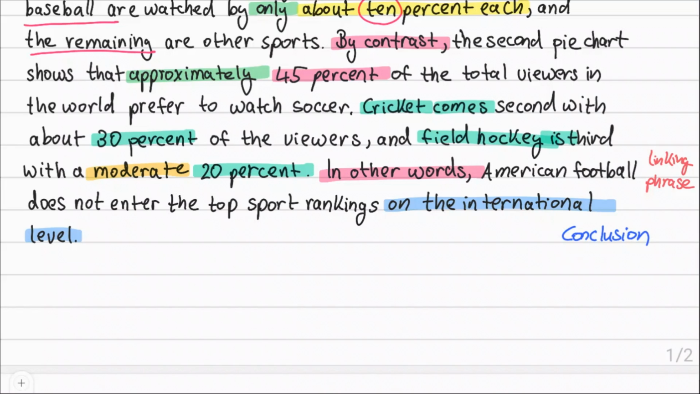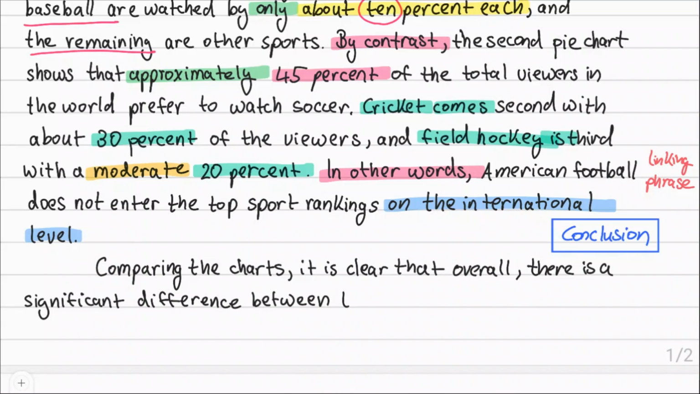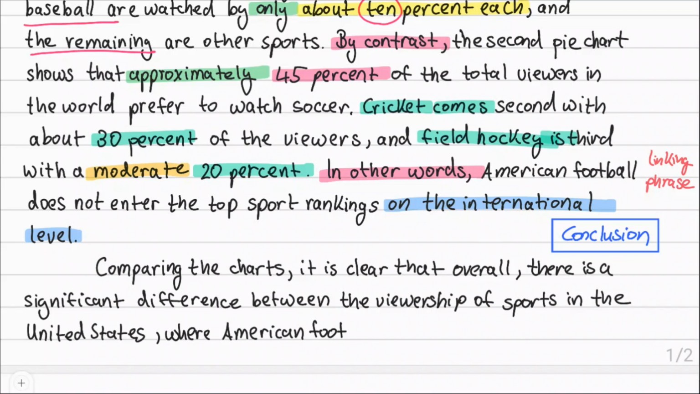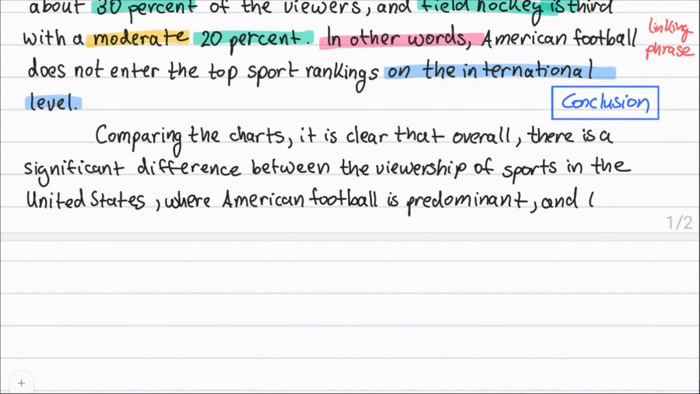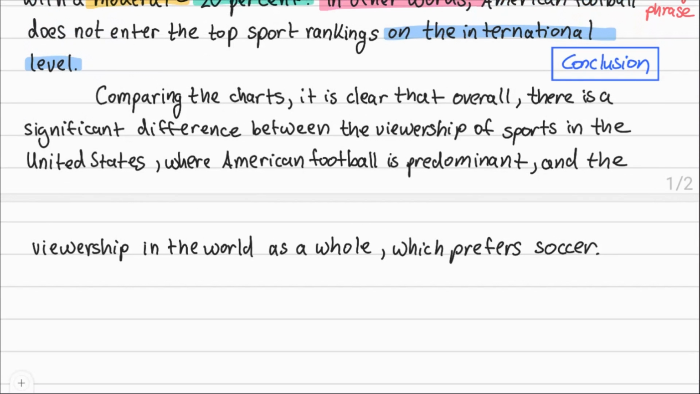A conclusion doesn't have to be long or fancy, but you need one to demonstrate that you know proper essay form. Make sure to indent the first line. "Comparing the charts, it is clear that, overall, there is a significant difference between the viewership of sports in the United States, where American football is predominant, and the viewership in the world as a whole, which prefers soccer." One sentence like this is enough for the conclusion.